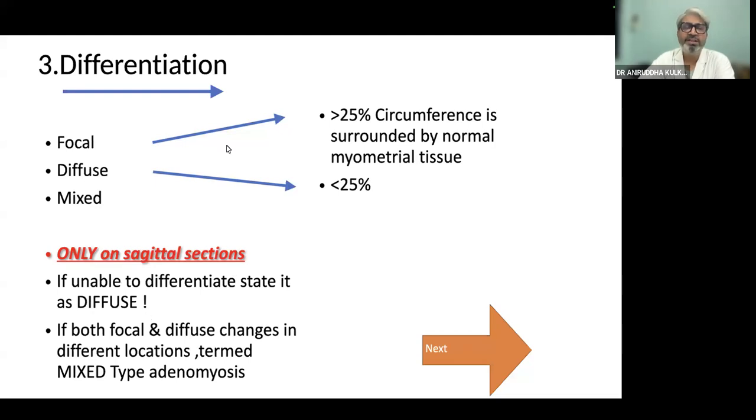Now, the earlier features were demonstrated on the sagittal, axial, coronal, and 3D data, but here differentiation in terms of focal or diffuse needs to be done only on the sagittal scan. If we are unable to differentiate between focal and diffuse, it is better to treat it as a diffuse disease. If both focal and diffuse changes are seen in different locations like anterior wall, fundal wall, posterior wall, it is defined as a mixed variant.